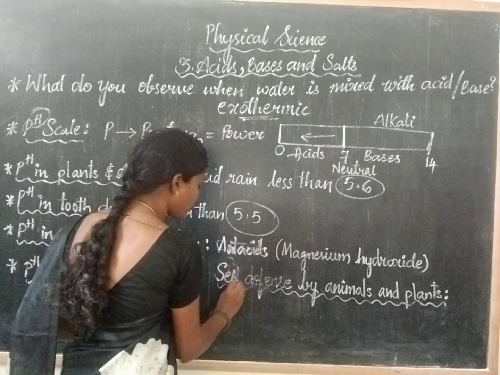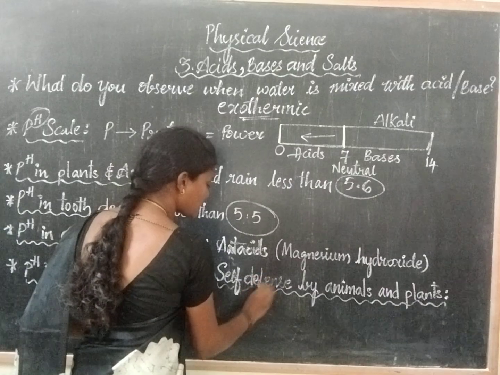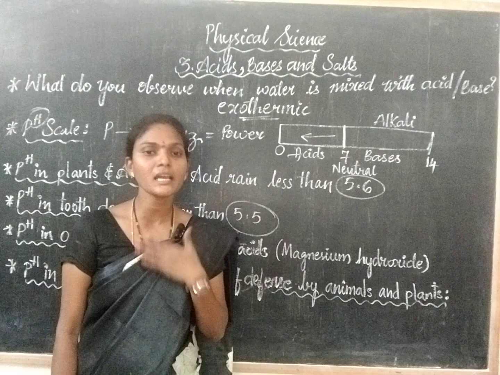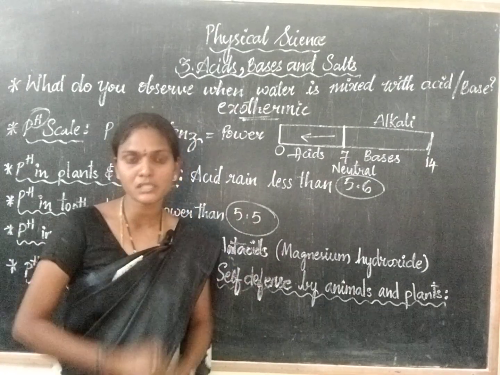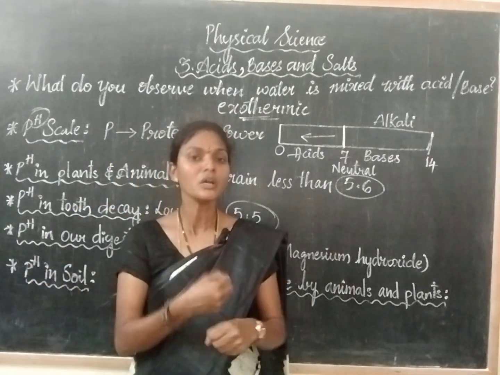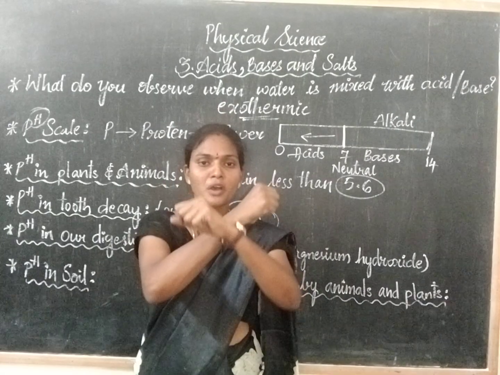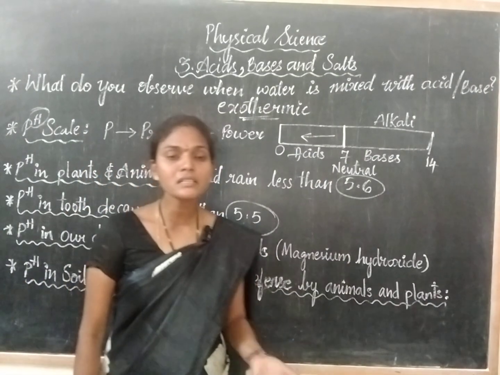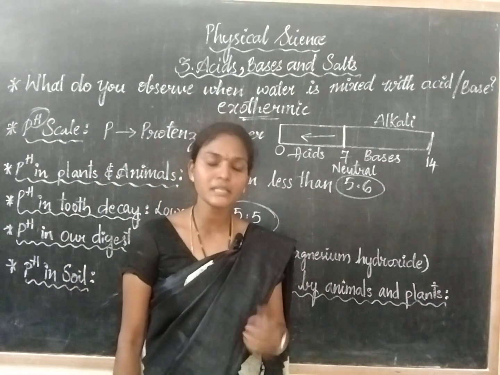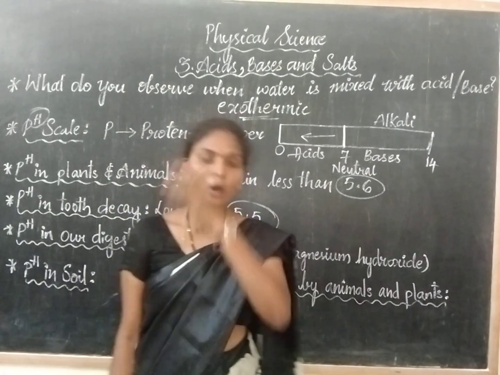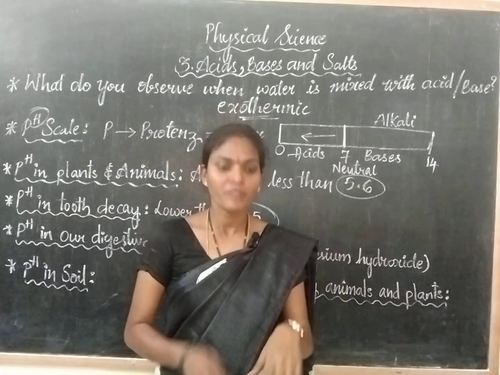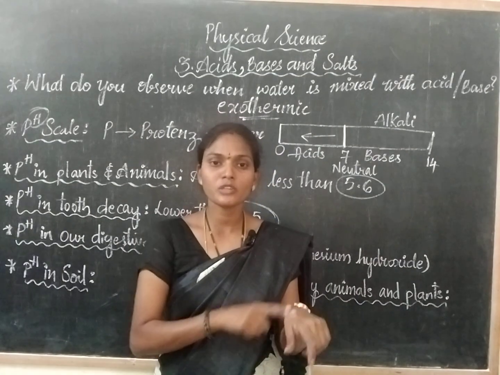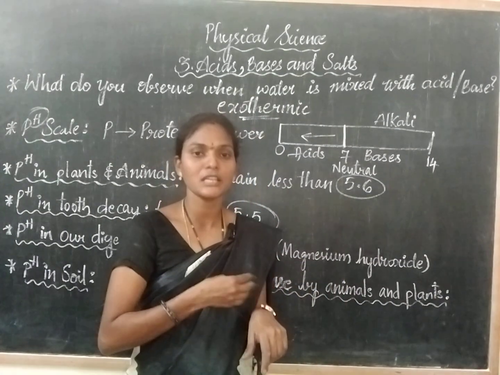What do you mean by self-defense? Self-defense is nothing but protecting ourselves. In order to protect ourselves, if anyone comes and kicks you, what will you do? Immediately you will protect yourself by putting your hands up. In that way, let us see how plants and animals get self-defense by themselves. For example, you have all experienced when an ant bites. So what happens when an ant bites? You start rubbing there and you start itching there.